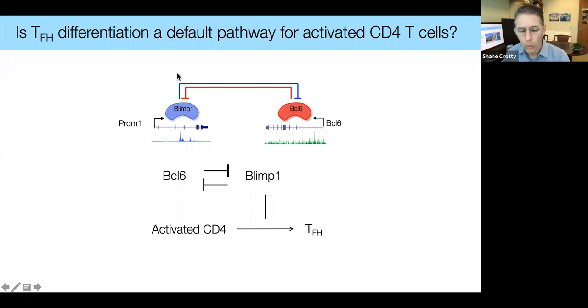So we went through a process of trying to test several what we considered simple models of how TFH differentiation may be occurring and what the role of Bcl-6 may be. A first model was that TFH differentiation might be a default pathway of activated CD4 T cells. A number of people have proposed that over the years, where the model would be basically that Bcl-6 is inhibiting BLIMP1, which is inhibiting TFH differentiation. So if that's the only role of Bcl-6, that model posits that if you get rid of BLIMP1, you should just get TFH differentiation by default.